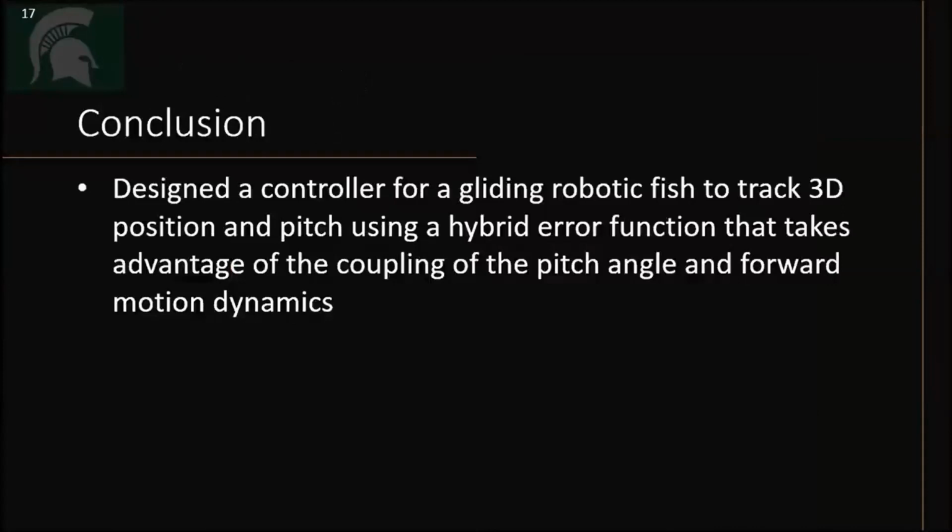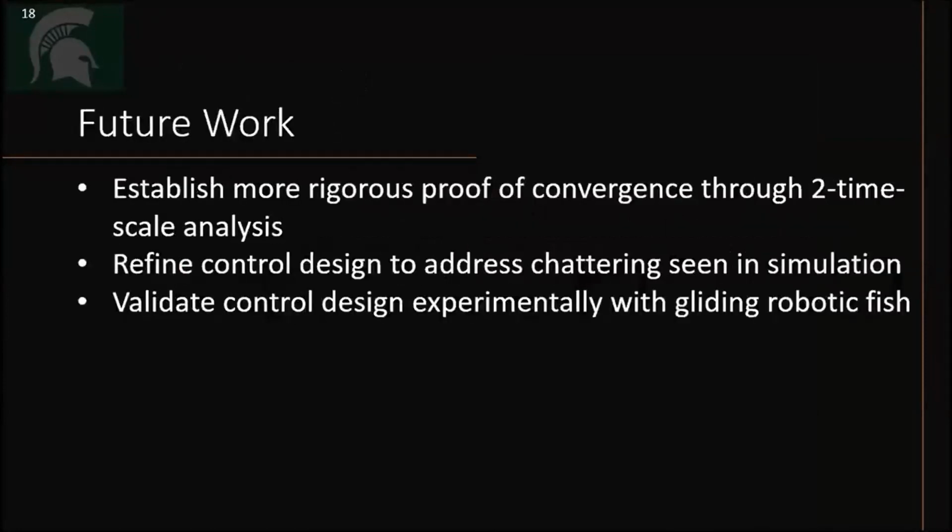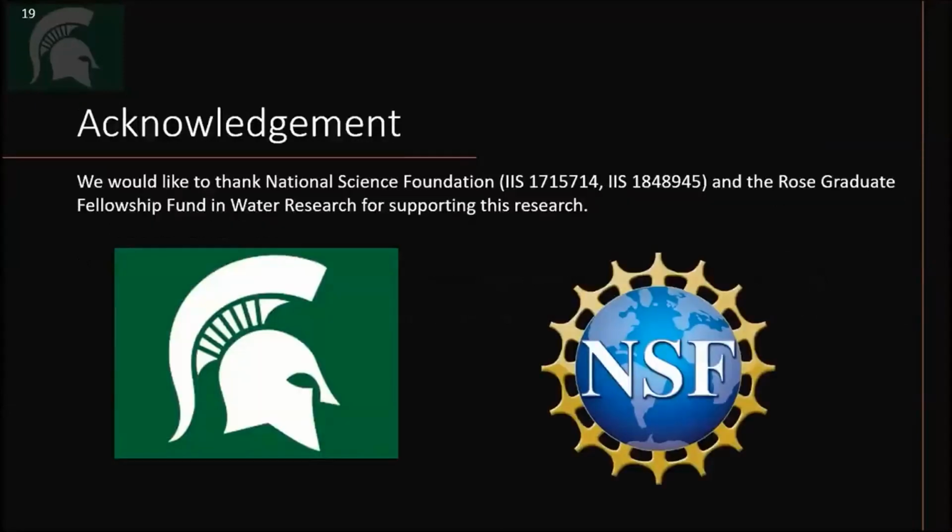In conclusion, we designed a controller for the gliding robotic fish to track a 3D position and pitch angle using a hybrid error function. For future work, we would like to establish a more rigorous proof of convergence through two-timescale analysis, refine the control design to address the chattering seen in the simulation, and validate the control design experimentally on the gliding robotic fish. Finally, we would like to acknowledge the NSF and Rose Graduate Fellowship Fund for supporting this research.